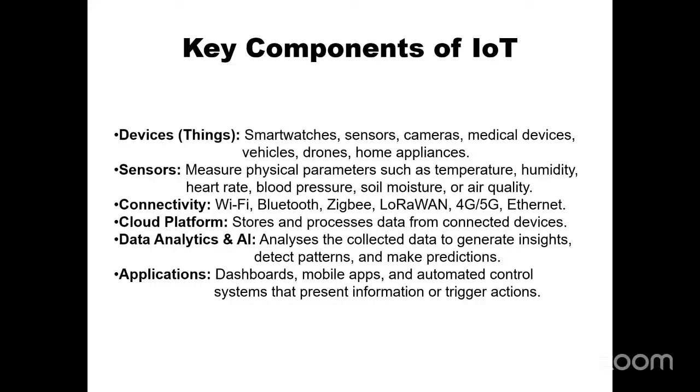Then LoRaWAN, and these are all specifically for IoT systems. Then Bluetooth, Wi-Fi, 5G networks, Ethernet, all these provide you the internet connectivity. With the help of these, we can get connected to the internet. Then cloud platform, that will store your data, that will do the data processing, and are connected with the devices directly.